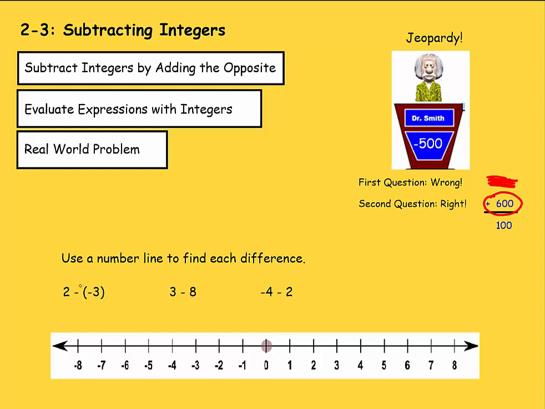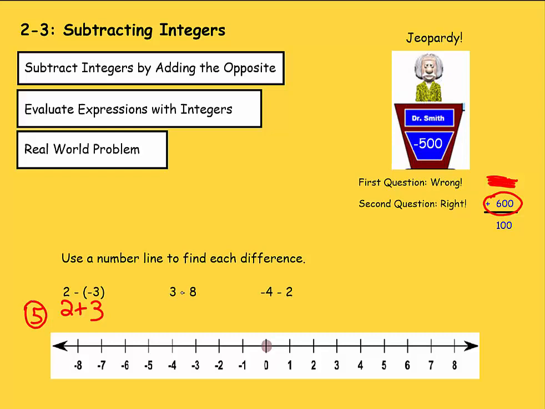So if we have 2 as our starting number, and we're told to take away a negative 3, this is pretty similar to what just happened over here. We're taking away a negative value, which is like a good thing. And what we're going to be doing today is adding the opposite. So for example, this would be 2, add instead of subtract, the opposite of negative 3, which is positive 3. And then we would move over 3 to get our answer at positive 5.